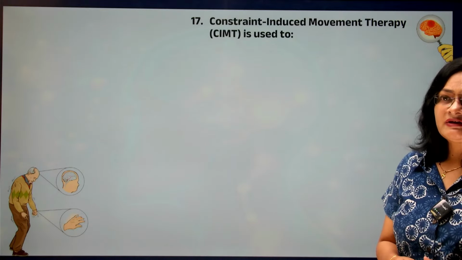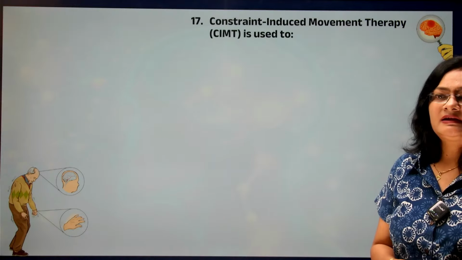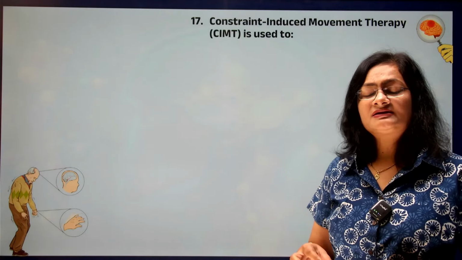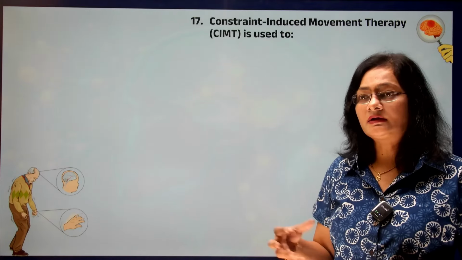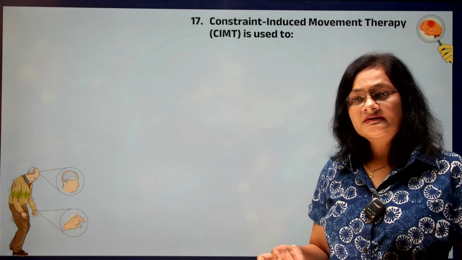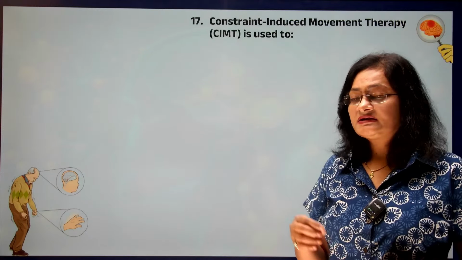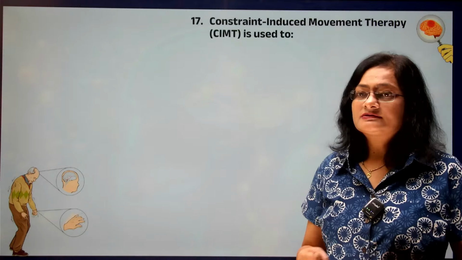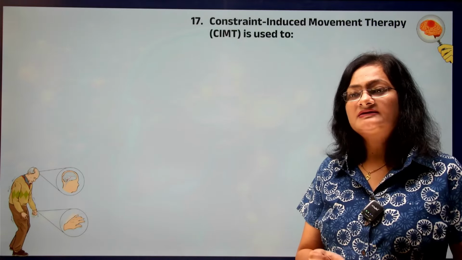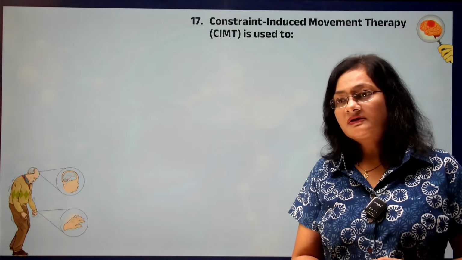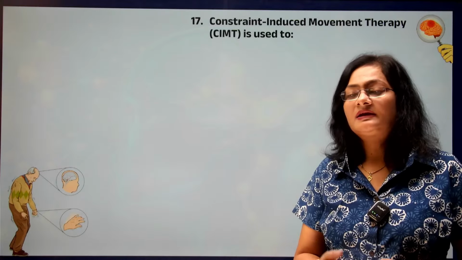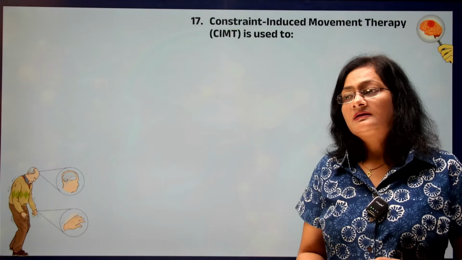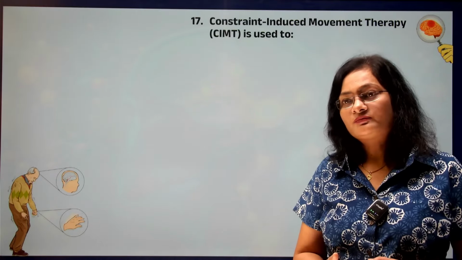Next is constraint induced movement therapy, that is CIMT, is used to. What is CIMT? The patient's unaffected hand or unaffected extremity is restrained so that the patient is compelled to use the affected extremity. That is known as CIMT. Another upgraded version of CIMT is MCIMT, that is modified constraint induced movement therapy, which we can give in the home environment or home setting also.